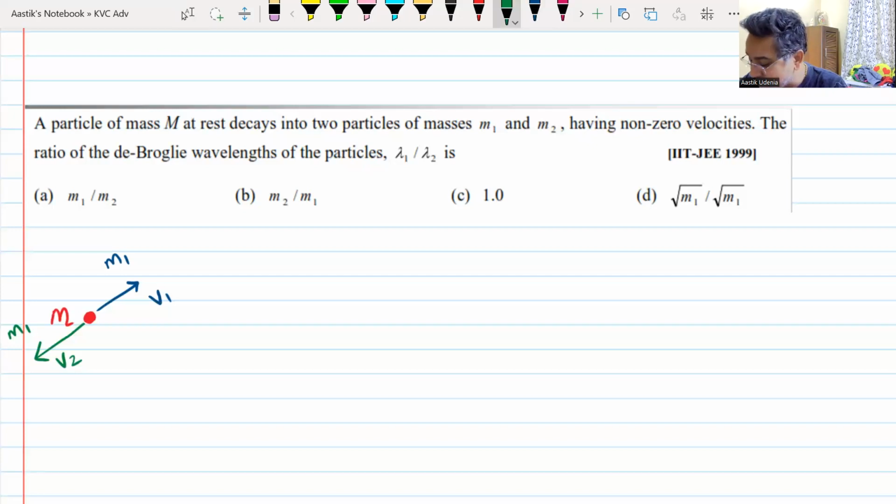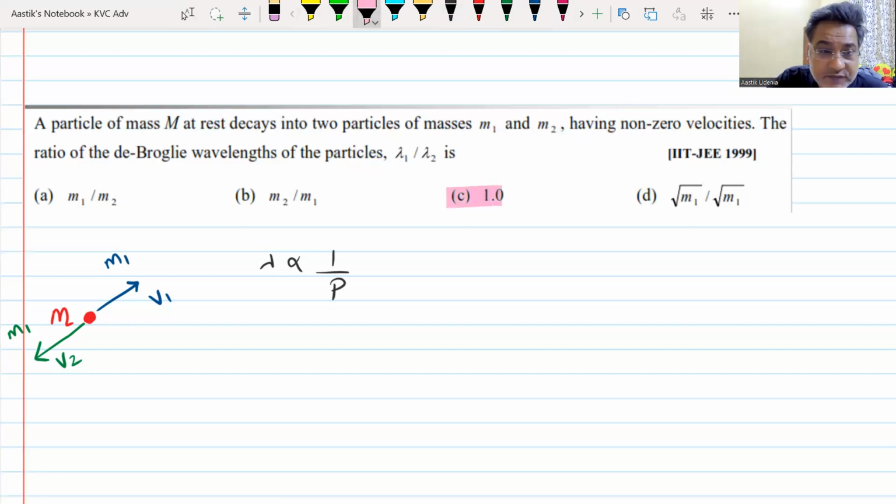Yes or no? Yes, sir. And we already know that lambda is proportional to 1 by p. Yes or no? Yes, sir. It has got nothing to do with direction; lambda is a scalar quantity. It has got only to do with the magnitude of momentum. The magnitude of momentum is going to be the same, my dear friends, and therefore the answer is going to be 1:1, same. Do we understand this? Yes, sir.